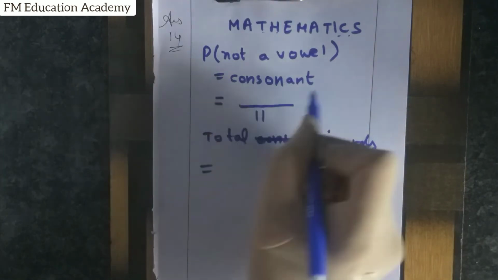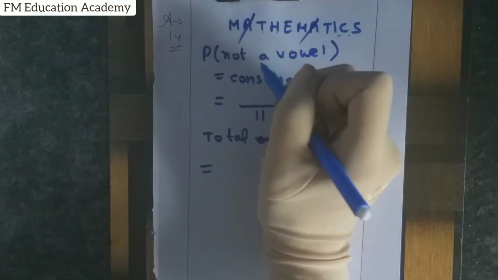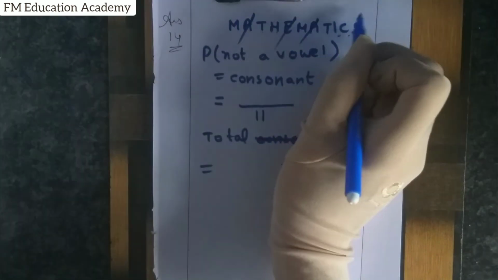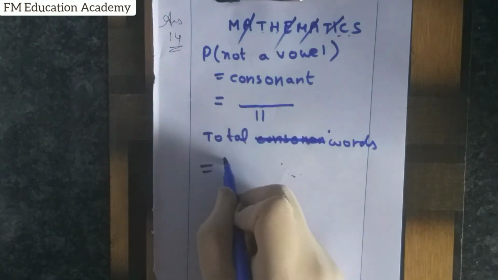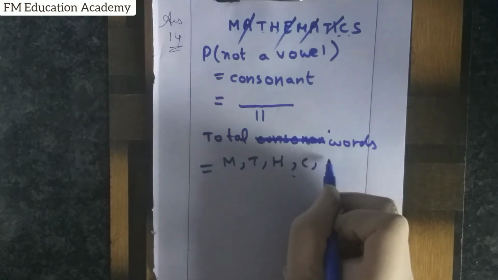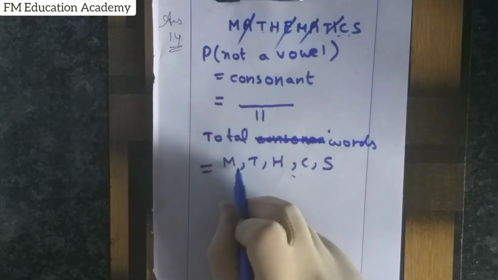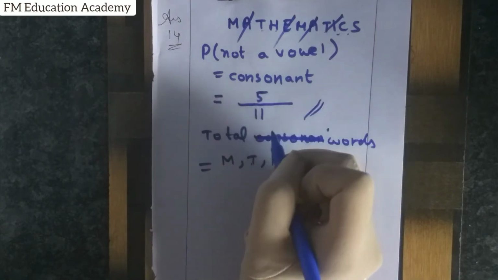And how many are consonants here if you observe? A is a vowel, so A is not a consonant. E is a vowel, so E is not a consonant. I is a vowel, so I is not a consonant. So how many are left here? M is left, T is left, H is left, C is left, and S is left. So these are 1, 2, 3, 4, 5. So 5 by 11 is my answer, which is option C.